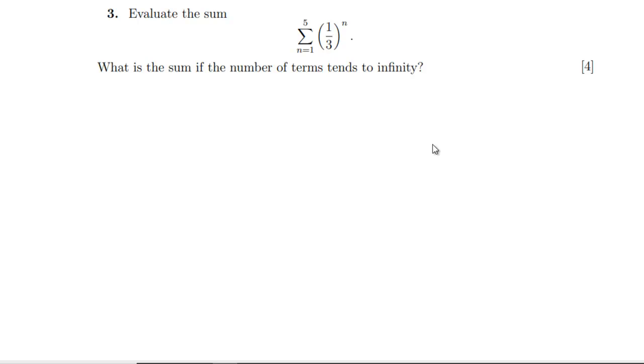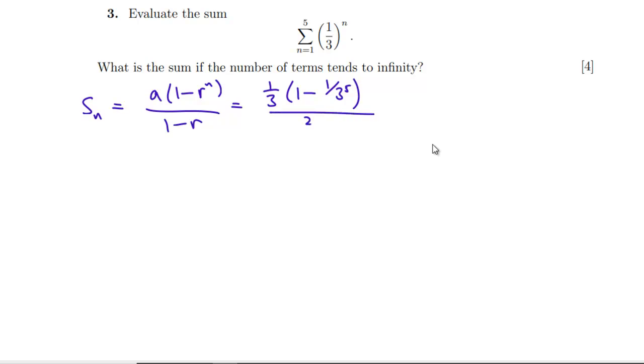Evaluate this sum. What is the sum if the number of terms tends to infinity? Okay, so if we're doing the sum to n, this is clearly a geometric series, so we're going up in thirds at a time. So that is a times 1 minus r to the n over 1 minus r. So first term is a third, times 1 minus 1 over 3 to the 5, divided by 2/3. Well, a third divided by 2/3 is a half.